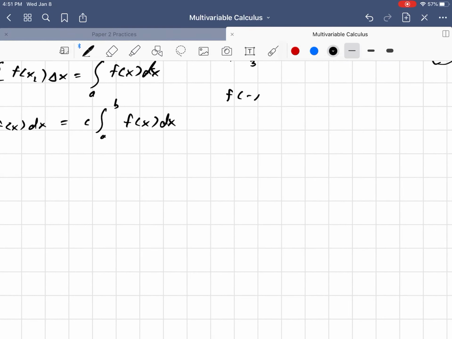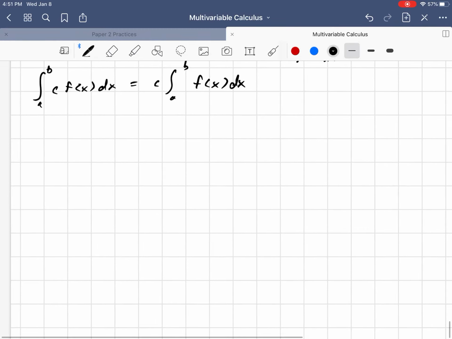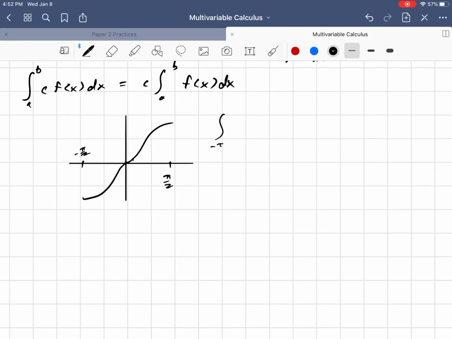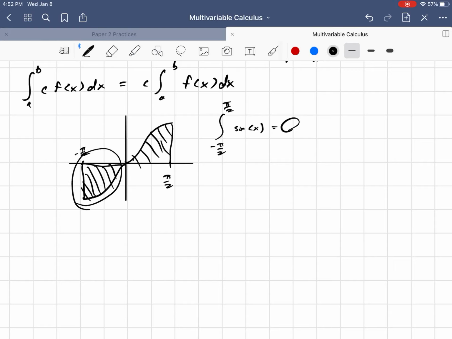If you have an odd function, a function such that f of negative x is equal to the negative of f of x, for example, sine of x, and that's a horrible sketch of sine, and this is negative pi over 2 and this is pi over 2. Let's say I wanted to find the integral from negative pi over 2 to pi over 2 of sine of x. Well, it's just 0. See, this function is symmetric because it's odd, so this area is the negative of this area.